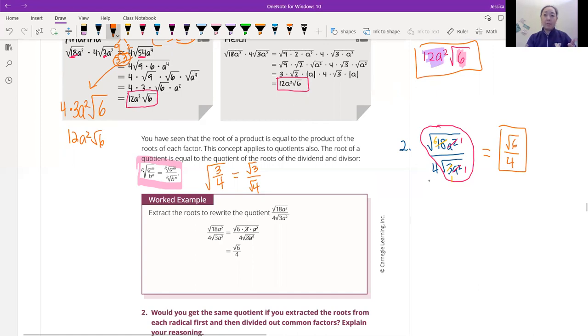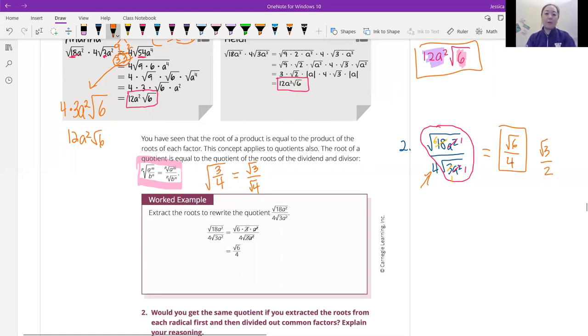Why is it over 4? Because remember this 4 is by itself outside of the square root. So there's nothing to cancel it out with. So that's what that's going to be. And some of you guys may ask, well, what about the 6 and the 4? Can we cancel those out? Would that be equal to square root of 3 over 2, right?